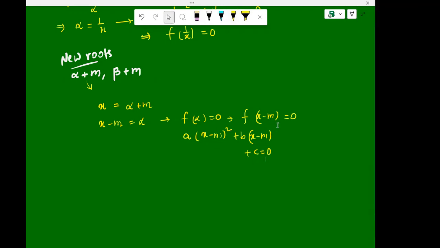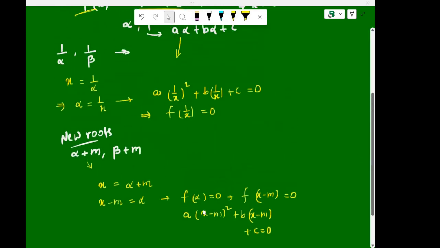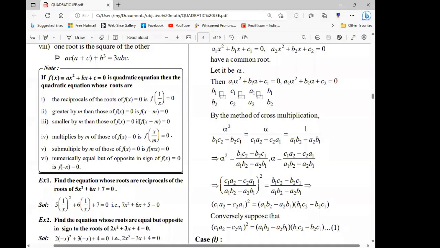Is there any doubt in this concept? No? So the reciprocal equation was f of 1 by x equal to 0. If the roots are greater by m, the new equation is f of x minus m equal to 0. The same process is applied for the remaining points also. If the roots are smaller by m, that means alpha minus m and beta minus m are the roots, then the equation becomes f of x plus m equal to 0.